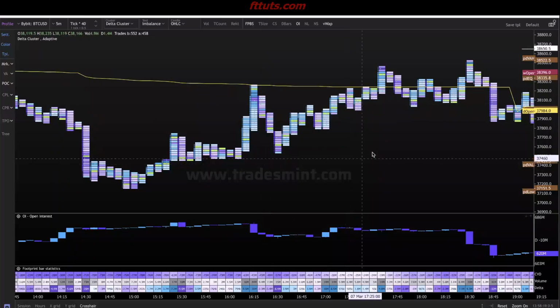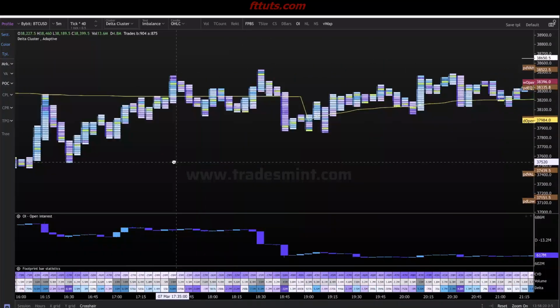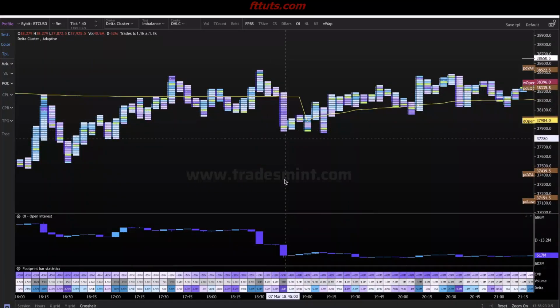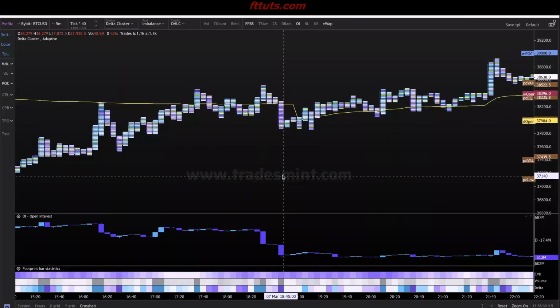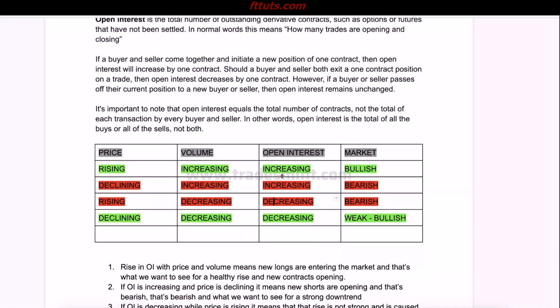to the upside. And likewise, when we have price coming down and we see open interest decreasing and volume decreasing, that means it's a weak move to the downside. Okay, so coming back to our chart right here, when we see price going up, but we see volume and open interest going down, that is bearish. Okay, this is a weak downtrend.